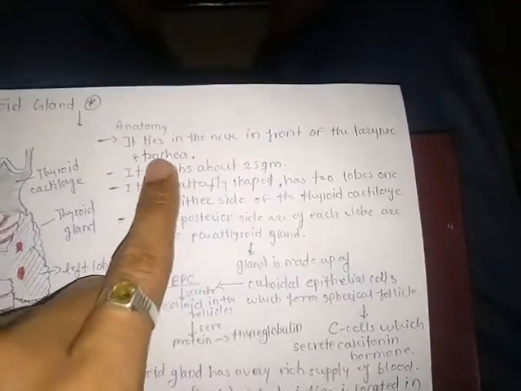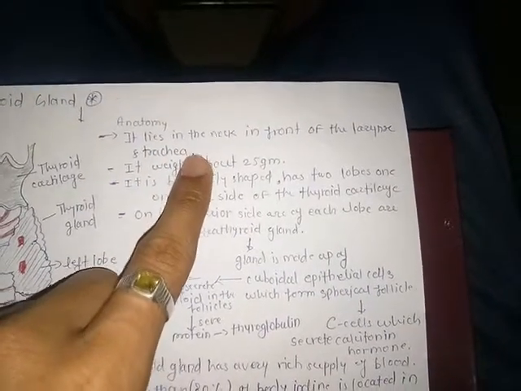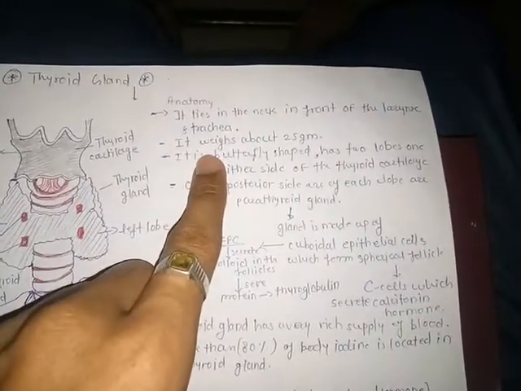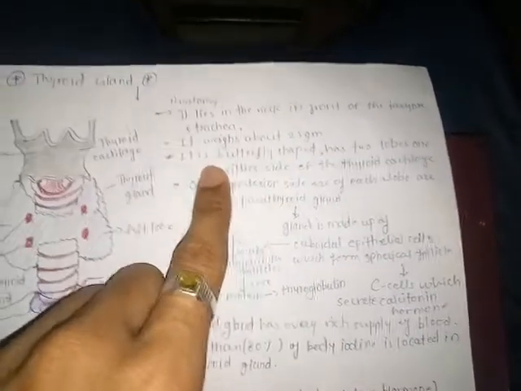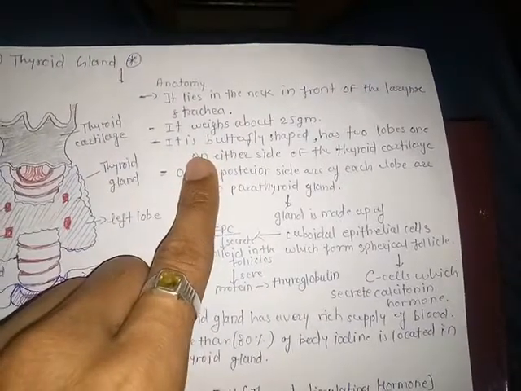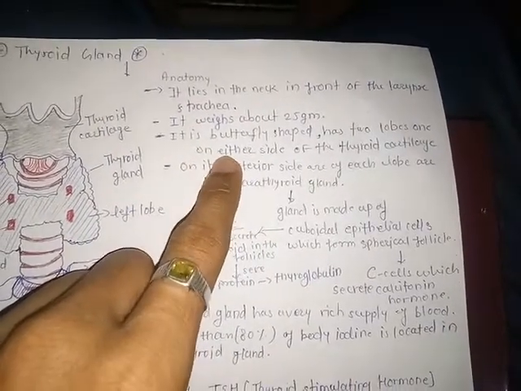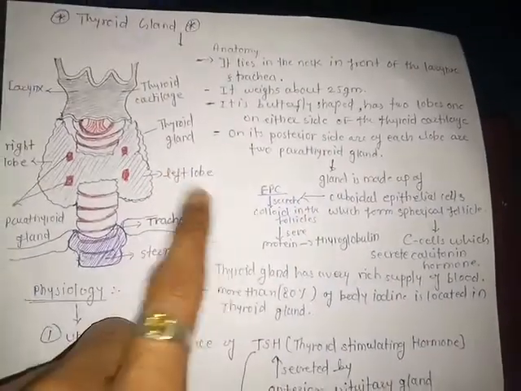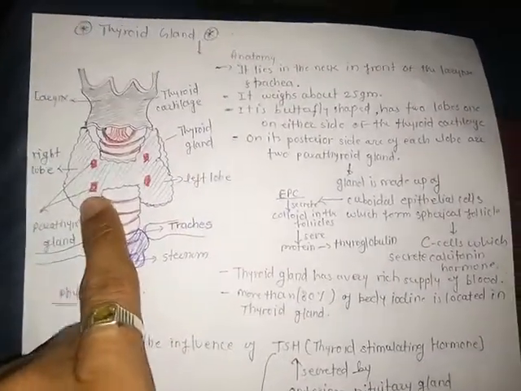Then the anatomy of the thyroid gland: it lies in the neck in front of the larynx and trachea. The weight of the thyroid gland is about 25 to 30 grams. It is butterfly shaped, has two lobes, one on either side of the thyroid cartilage. So this is a right lobe and a left lobe.